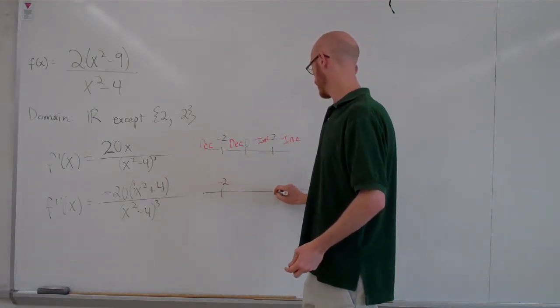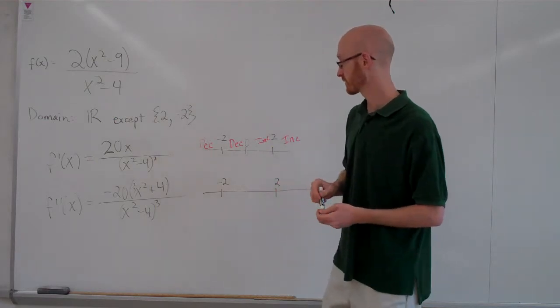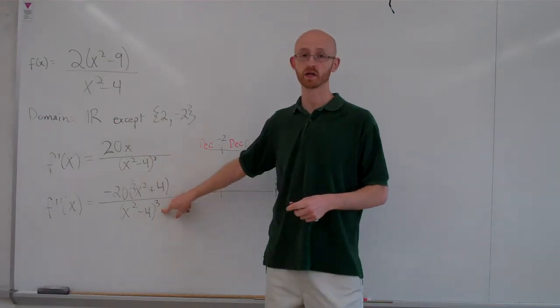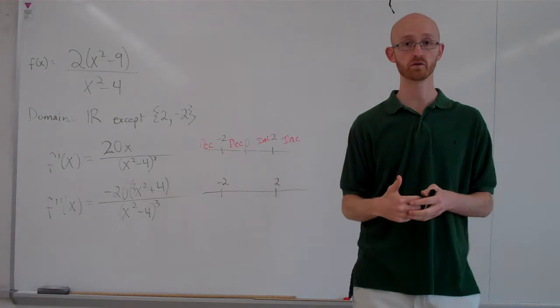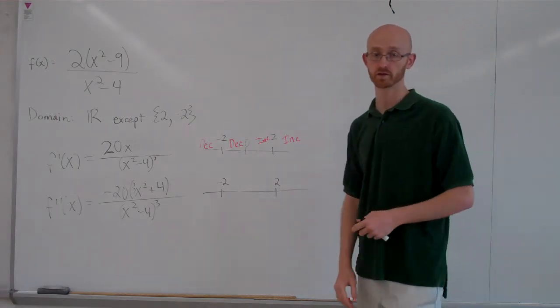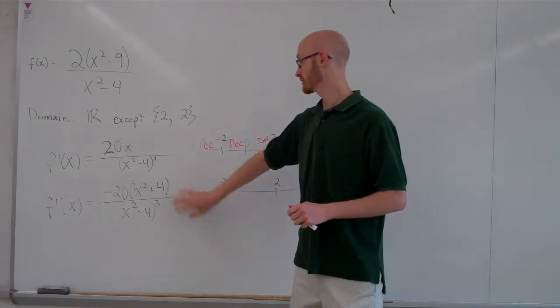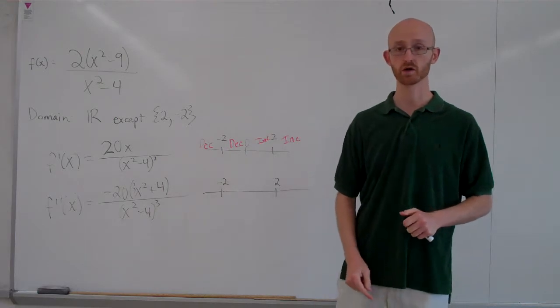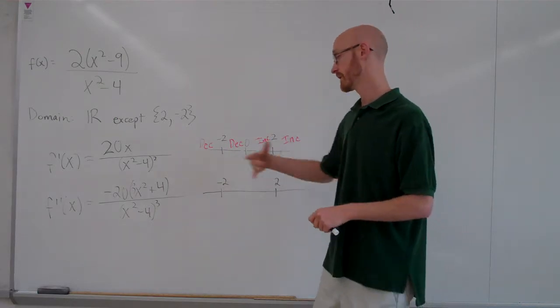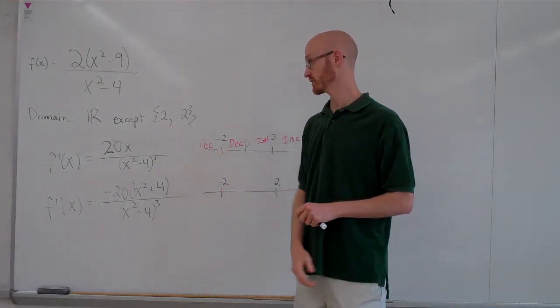I'm putting 2 and negative 2 down here because they are, of course, restricted from our domain, and again, the denominator of the second derivative would reveal those to you if you set the denominator equal to 0. Also set the numerator equal to 0 and solve. So maybe pause right here and set that numerator equal to 0 to solve.